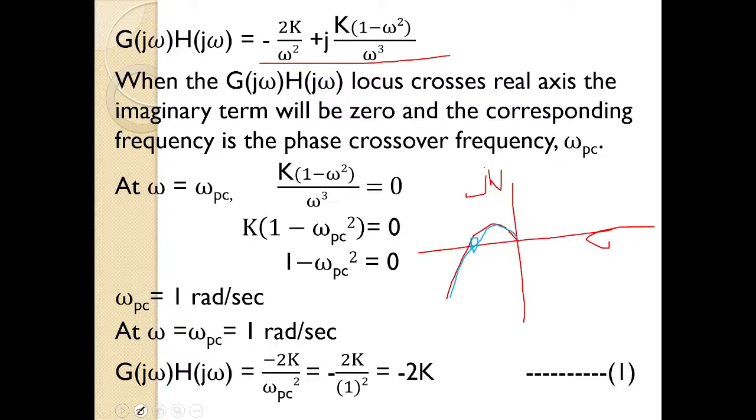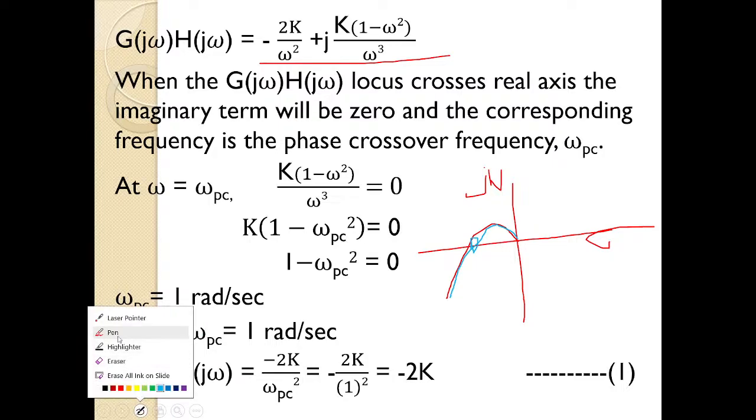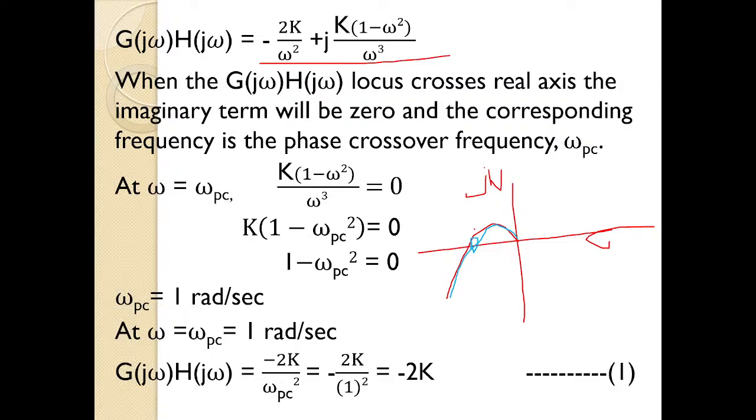Then we are converting the polar terms into rectangular to plot the graph of the polar plot. Sigma and j omega are rectangular coordinates. So this polar plot is crossing the real axis at some point. When our polar plot crosses the real axis at some point, what will happen? Imaginary terms at that particular crossing point will be equal to 0. Only real terms will be there.